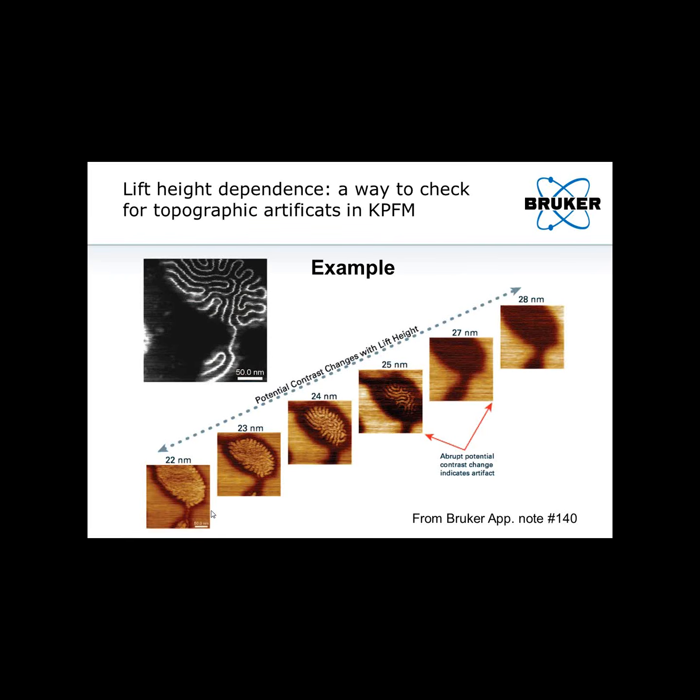And this is a great example of that. What we did is change the lift height at very small increments until we basically saw this feature inside of this polymer structure suddenly disappear. So this is a pretty solid argument for topographic feedback influencing the KPFM signal. Most likely the tip was still sticking to the surface for these lift heights. And once we got to this lift height, we saw the actual potential of the polymer.